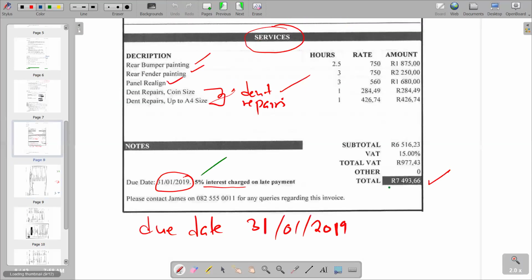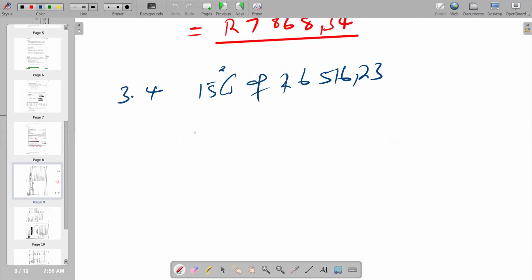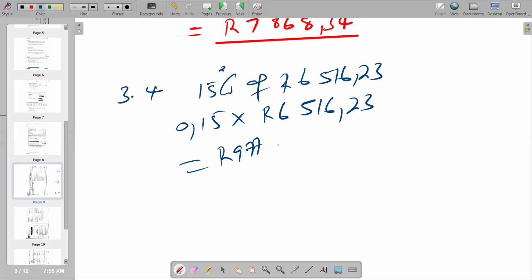So this is the amount that we give here. So we calculate there, it becomes 15%. Remember, as a decimal, 0.15, and then we multiply by 6,516 rands 23 cents. And see that the amount that you are supposed to get there is now 977 rands 43 cents. So basically, this becomes a final answer.